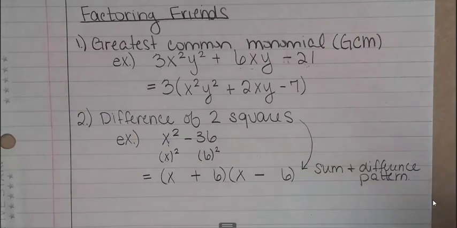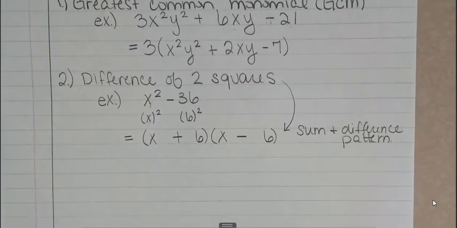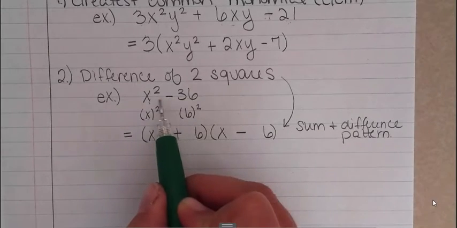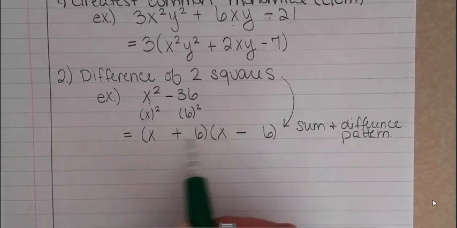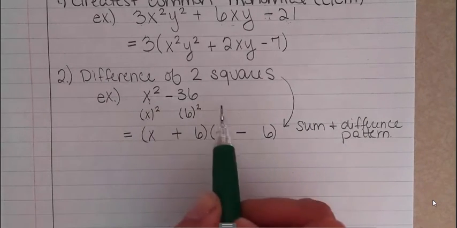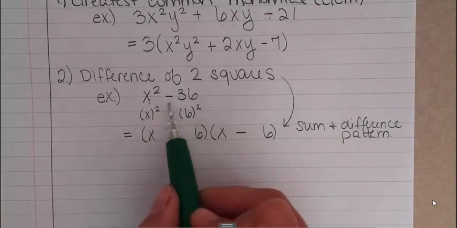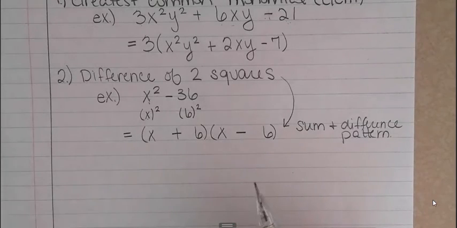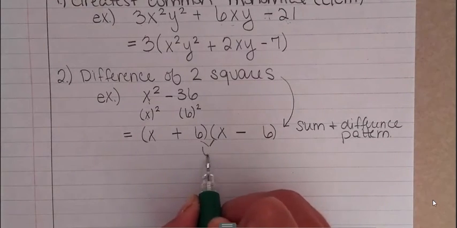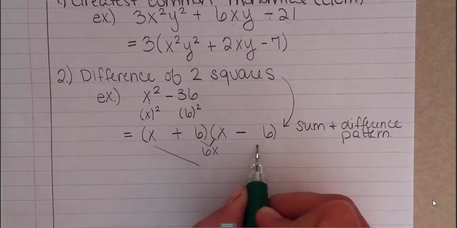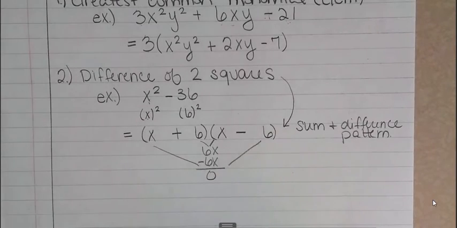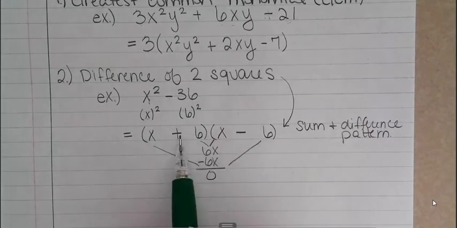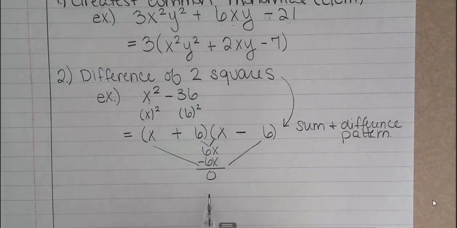Now here's where your knowledge of FOIL really comes in handy. Because notice on this, when I multiply these 2 binomials together, I am not getting a trinomial, right? There's no middle term. There's no term with just an x. And here's why. My inners, which give me 6x, and my outers, which give me -6x, basically cancel out and give me 0. So there is no middle term, which is why we use the sum and difference pattern to get rid of that middle term.